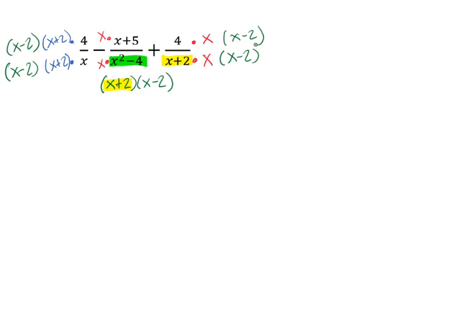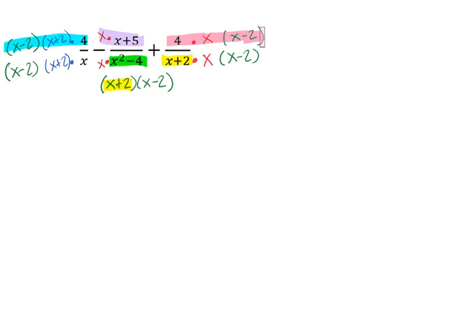So now what we're going to want to do is multiply all of our pieces together. What I'm saying is we're going to multiply all of this and turn it into something. We're going to multiply all of this and turn it into something. And we're going to multiply all of this and turn it into something. So those will be 3 separate numerators.